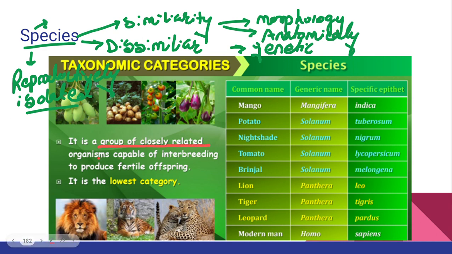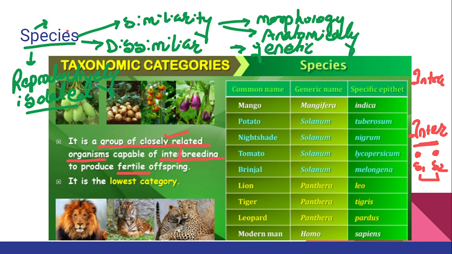So, a group of closely related organisms. Why am I writing closely related? Because obviously they are not reproductively isolated, since they are the same species. See here, capable of interbreeding. What is the meaning of inter and what is the meaning of breeding? Breeding is nothing but reproduction. Inter means what, class? You must have heard two words, intra and inter. Have you heard about inter-college competition? Inter-college means in between two colleges. So interbreeding means in between members of the species. Are these species different? No, in between the same species, and they produce fertile offspring.